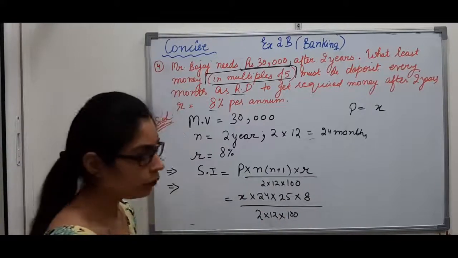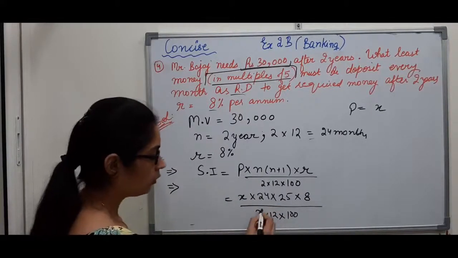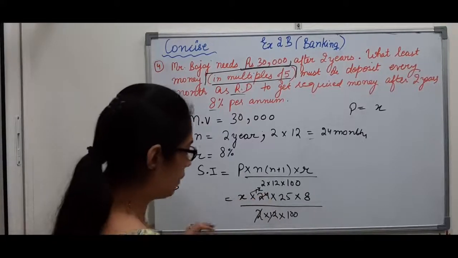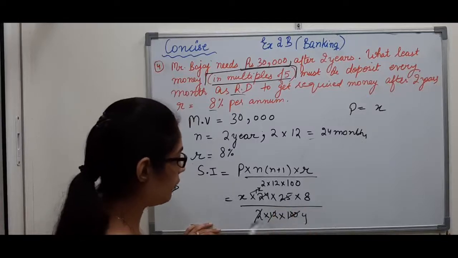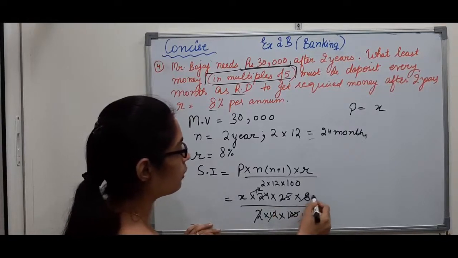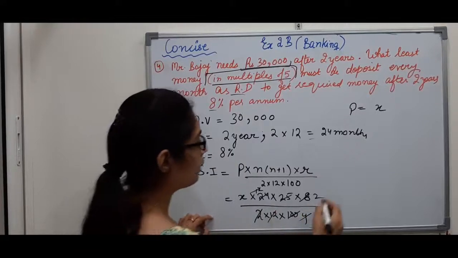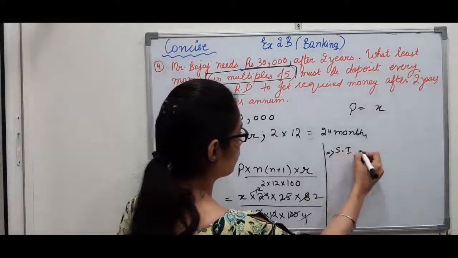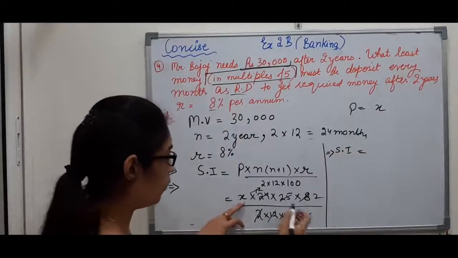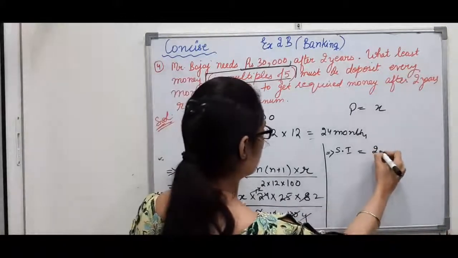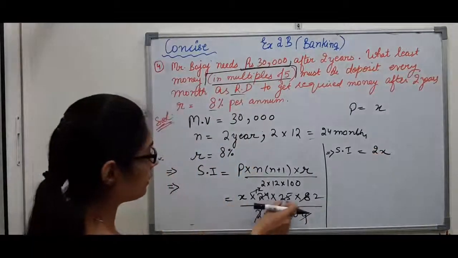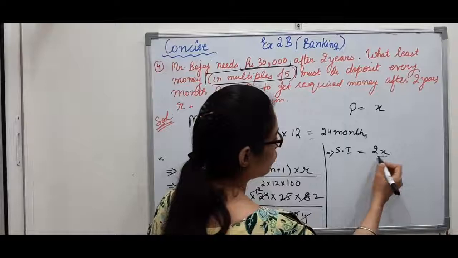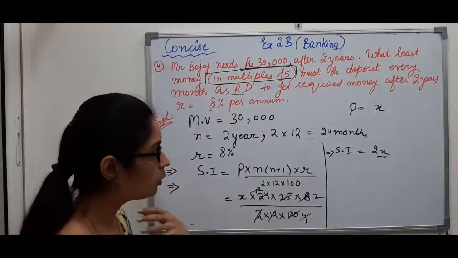First of all, we'll try to simplify this big term. 2 into 12 is 24. 12 and 12 will get cancelled. And 25 into 4 is 100. 4 into 1 is 4 and 4 into 2 is 8. So now I am left with simple interest, only 2, you can see here, 2x. All the terms are cancelled already. Here only 2 and in denominator I don't have any term. So SI I have calculated as 2x.